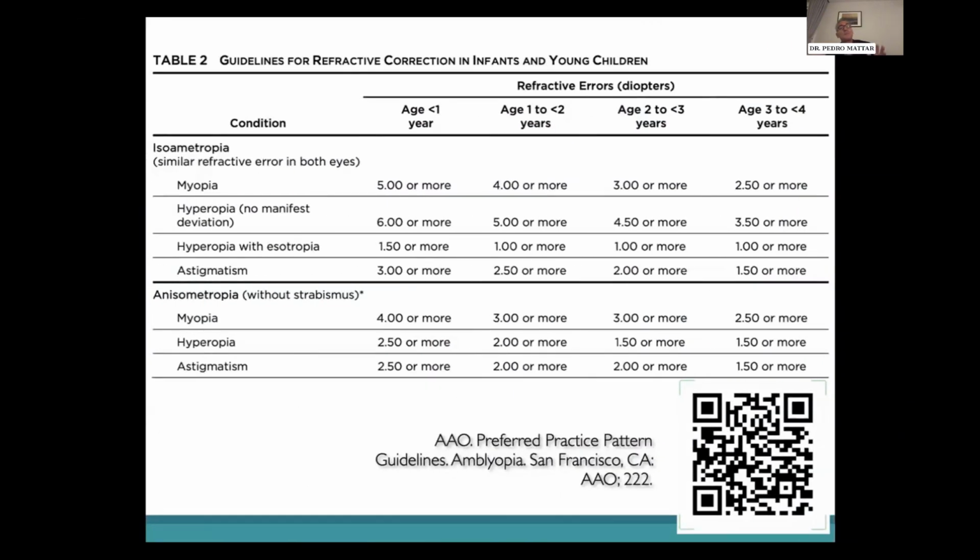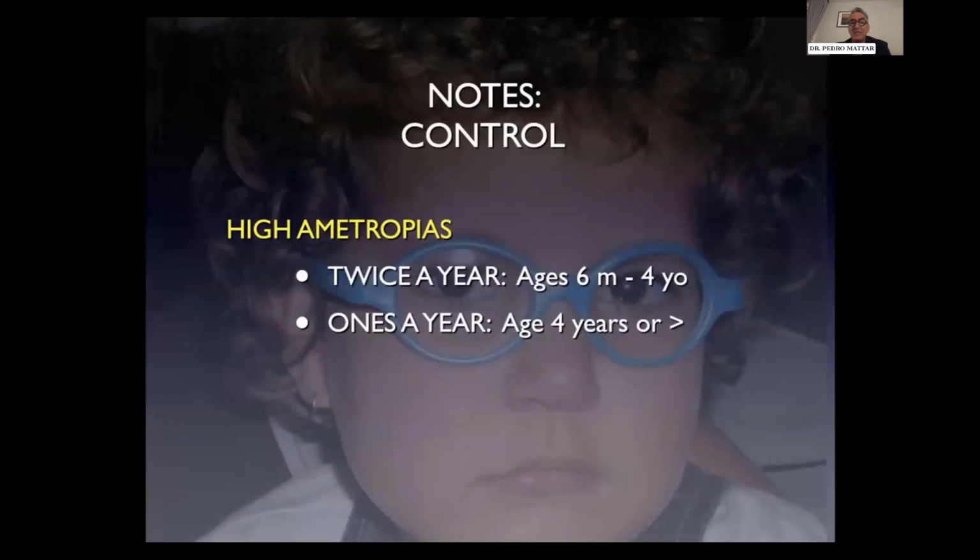About guidelines for refractive correction in infants. There are several publications out there. I would like to share with you the one that I use. It is the one from the American Academy of Ophthalmology, the preferred practice pattern, the guidelines in amblyopia for San Francisco, California, and about the examination in children. If you want to scan the barcode downstairs, you will get the paper that is free online in the American Academy of Ophthalmology guidelines. And we're gonna go through this a little more in depth.